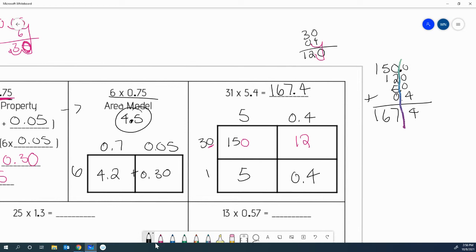If you need a review of area model, that's totally fine. Remember with the area model, you multiply the numbers on the outside to get the numbers on the inside. And then you just add the numbers on the inside all together. And you've got your answer. Let's go ahead and try our next one.